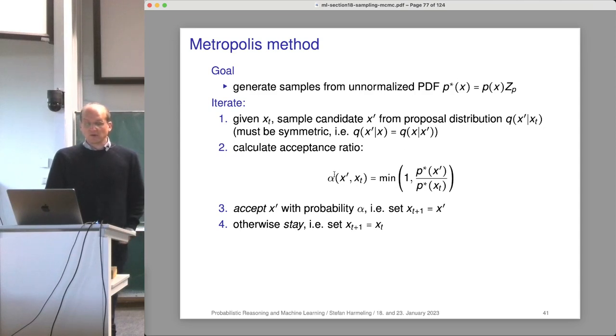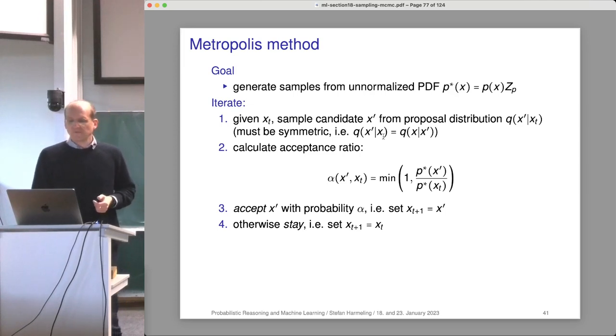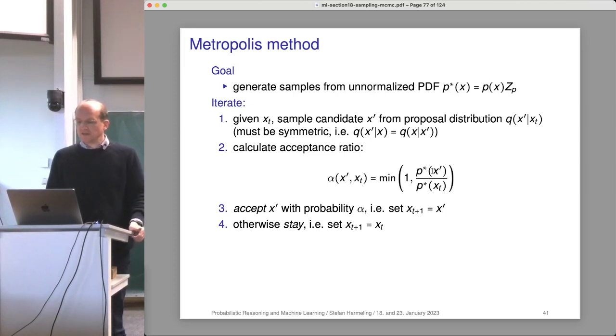So this is the so-called acceptance ratio, and it can really be interpreted as a probability because it's a number from 0 to 1. I'm starting at XT, generating a new candidate from another distribution Q, which has nothing to do with the P star, and then I calculate the acceptance ratio to see how good this new sample is, and I will accept it with this probability alpha that I just calculated. In that case, I take the new value, otherwise I keep the old one.